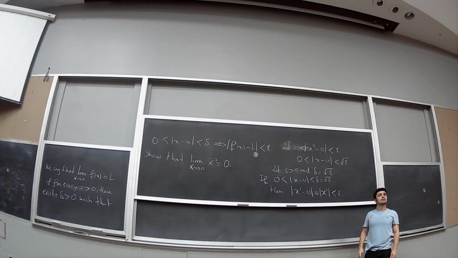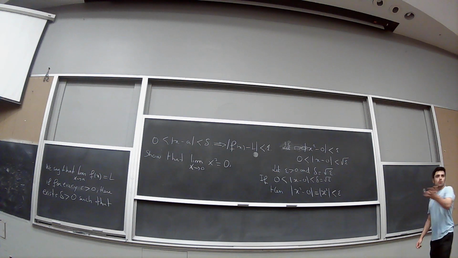Can it be equal to delta? Let's just say no. If you want this to be strictly less than epsilon, well, if it's equal, is it strictly less than epsilon? Let's say x is equal to root delta. What is x squared? x squared is epsilon, right? It's not strictly less than epsilon. Okay?